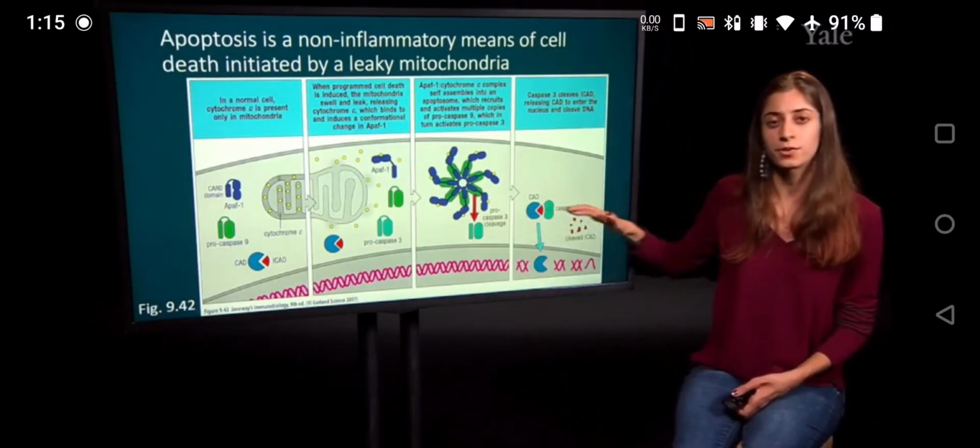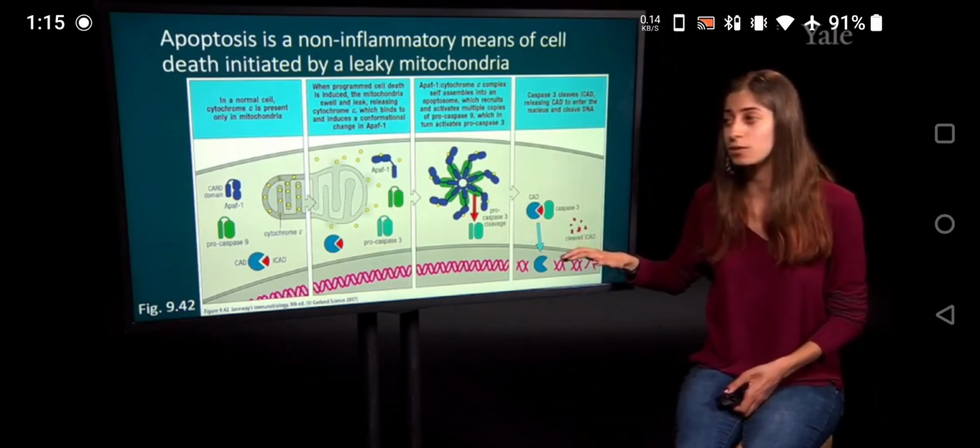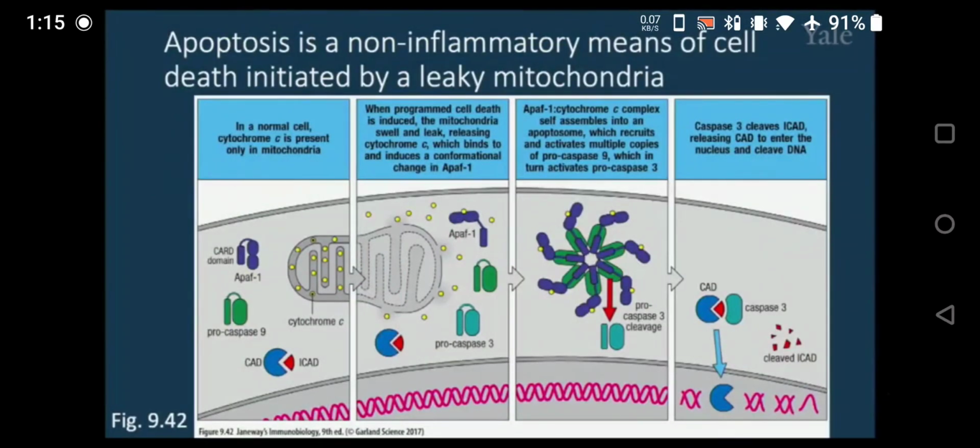So apoptosis is primarily mediated by the location of cytochrome C within the cell. In a normal, uninfected cell, cytochrome C, which is a component of the mitochondria, is present only in the mitochondria. However, when cell death is induced, the mitochondria will begin to swell and leak. Cytochrome C is then no longer able to stay within the mitochondrial matrix and is released into the cytosol. There, it can bind and induce a conformational change in a molecule known as APAF1.